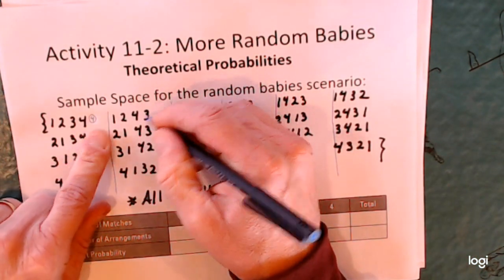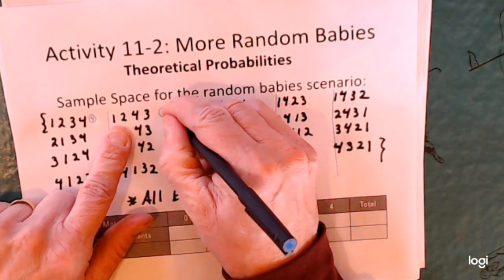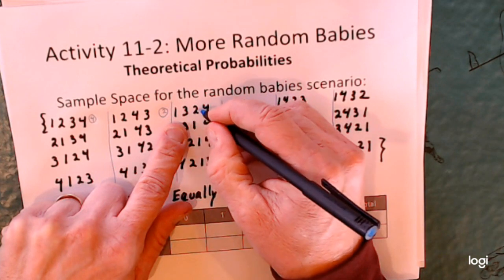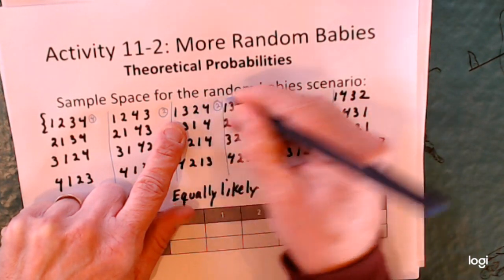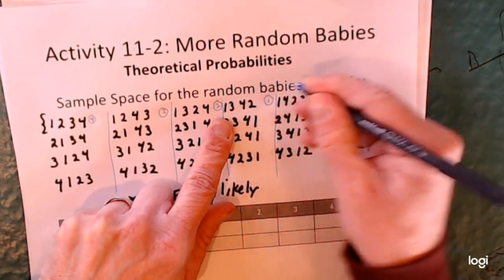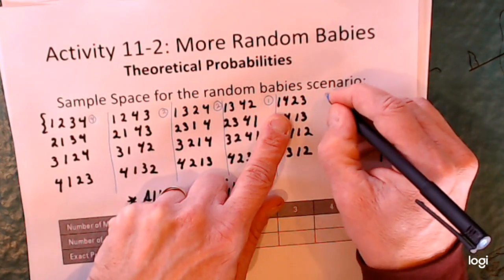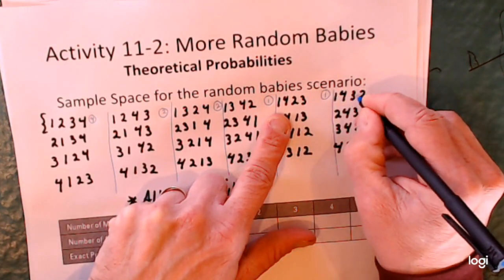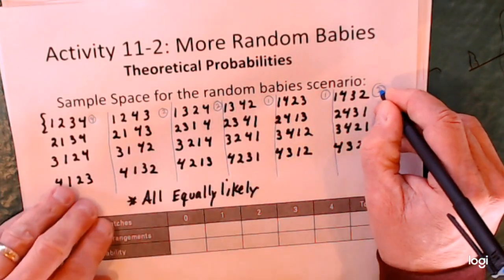And then let's see. So then 1, 2, 4, 3. The 1 and 2 match. So I've got 2 matches. 1, 3, 2, 4. The 1 and the 4 match. So I've got 2 matches. 1, 3, 4, 2. I think I just have the 1 match. 1, 4, 2, 3. Just have the 1 match. 1, 4, 3, 2. The 1 and the 3 match. So I have 2 there.